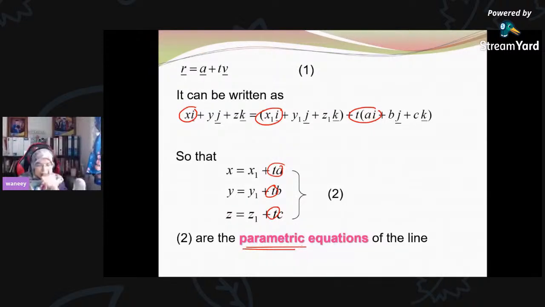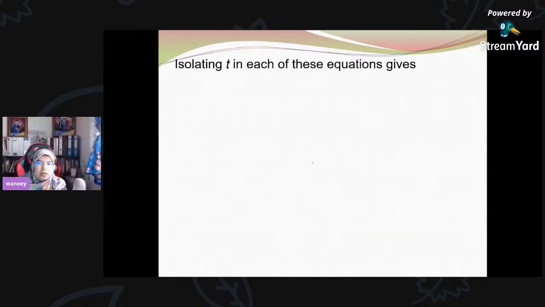Okay, so let us start with the parametric equation and then make t the subject. So I want to make t my subject. Okay, so isolating t, or making t the subject. So x equal to x1 plus ta, making t the subject, we have (x minus x1) over a.